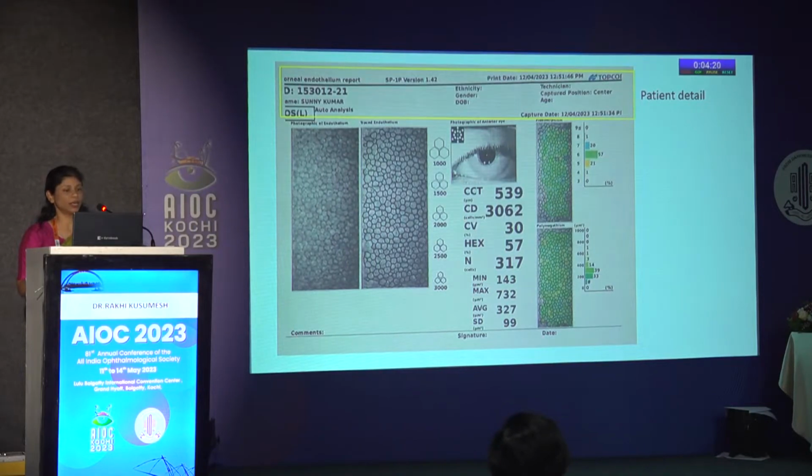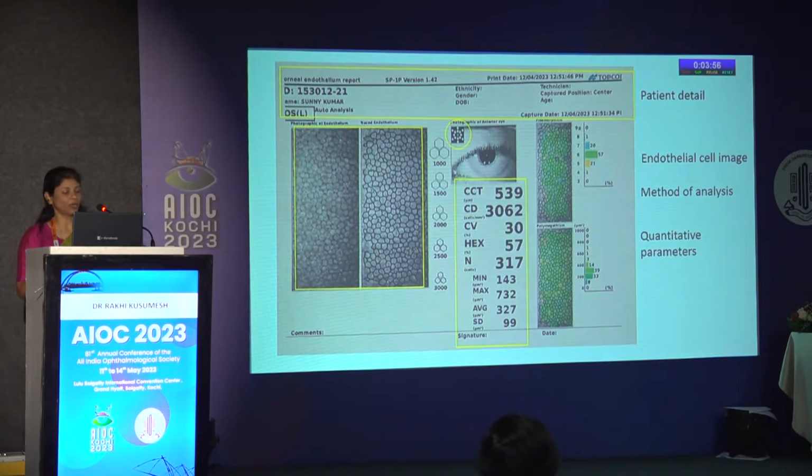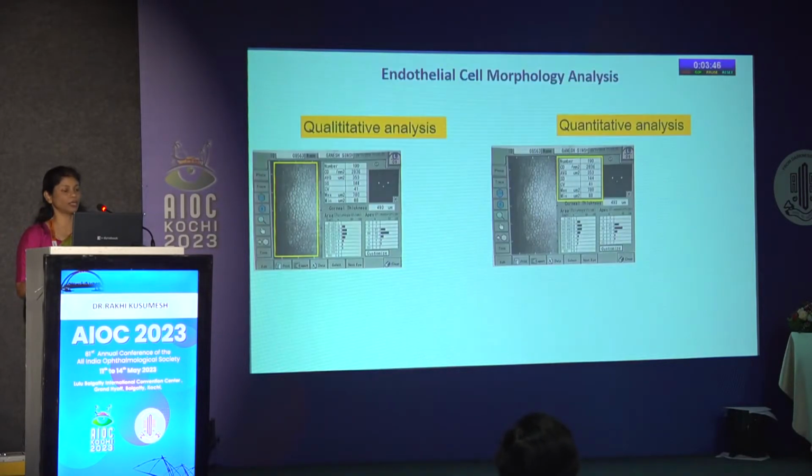One is the patient detail: name, age, and the date of capture. Second is the endothelial image, where the first one is the raw picture and the second one is the traced image, done by the machine. Third is what method of analysis or image capture has been used. Then this part is very important: all quantitative parameters are given in this column. And then the colored image gives the cell size and cell area present in the endothelium.